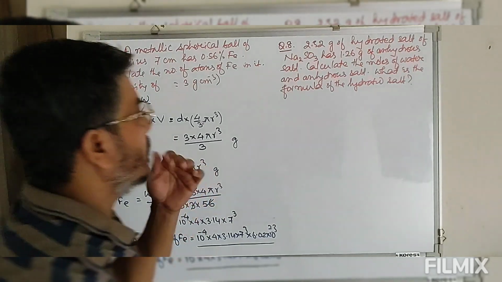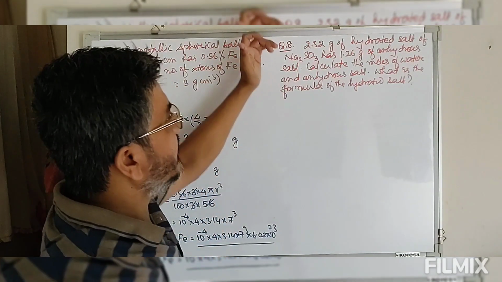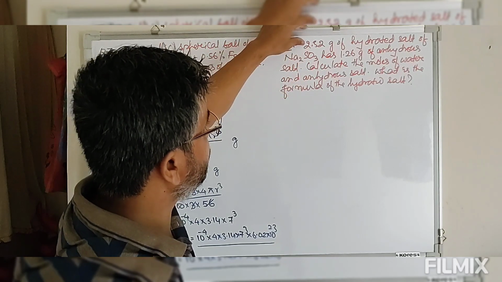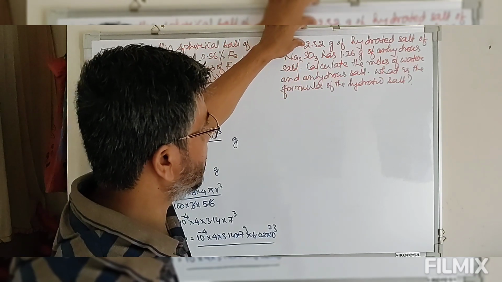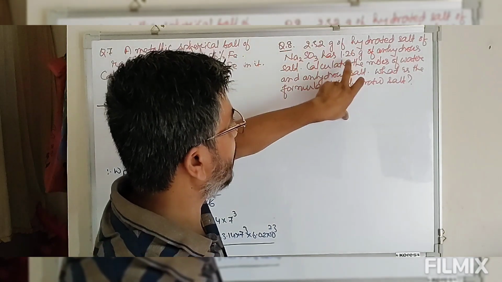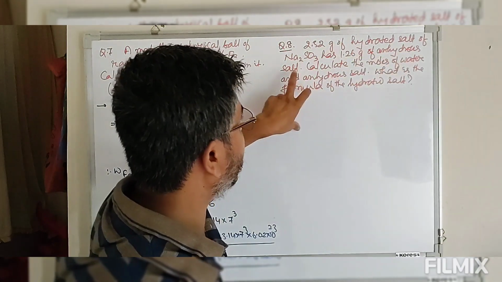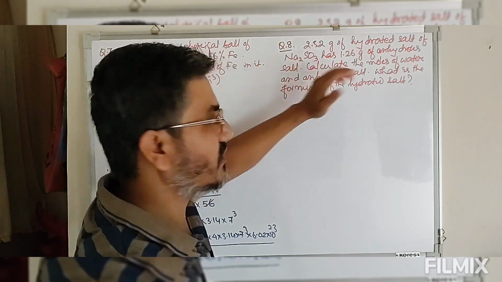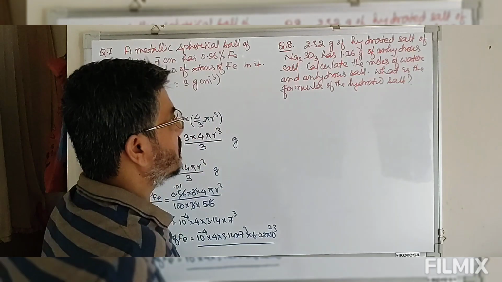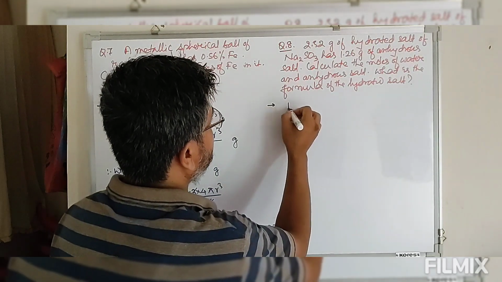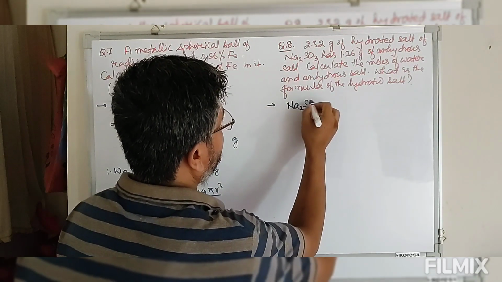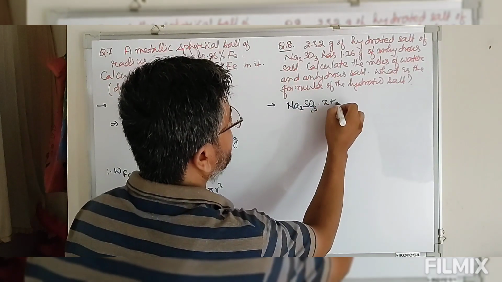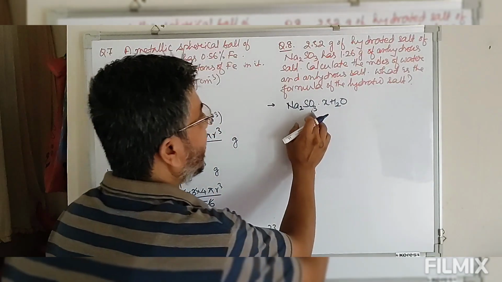Now let's look at this next problem. We have a hydrated salt of sodium sulfite whose mass is 2.52 gram. In this 2.52 gram, 1.26 gram is the mass of anhydrous salt. Now what is the number of moles of water present here, and what is the formula of the salt? So now look at this, we have a salt that is Na2SO3, and this is associated with some water molecules. So this is the meaning of a hydrated salt.